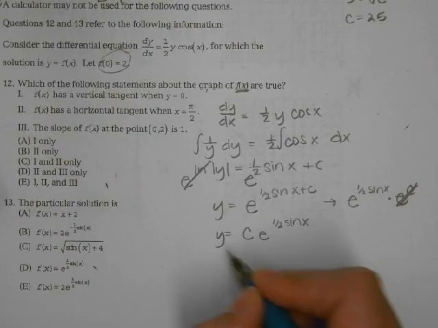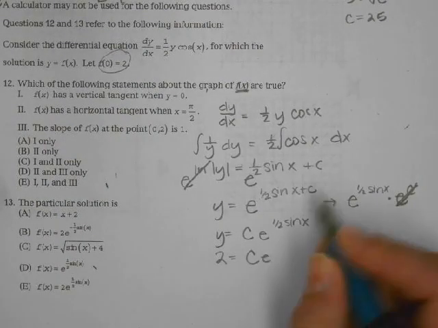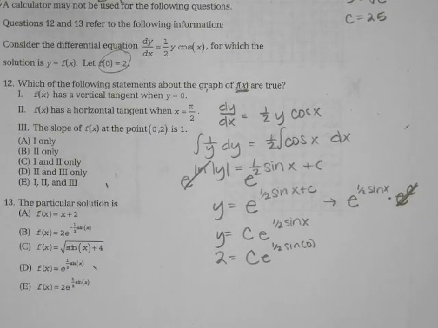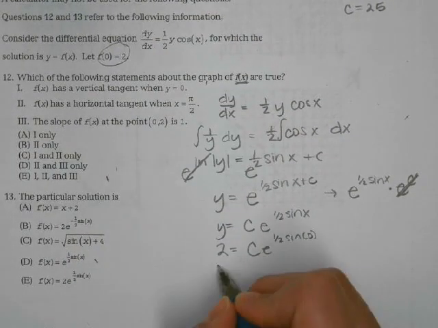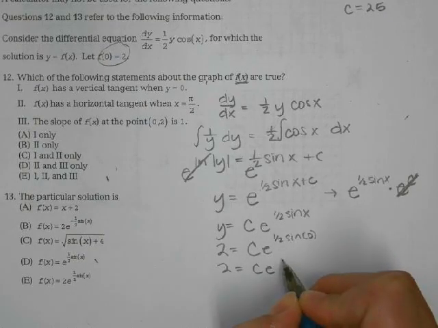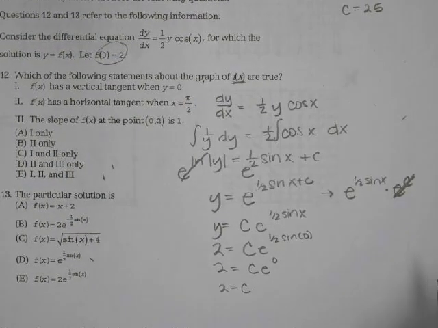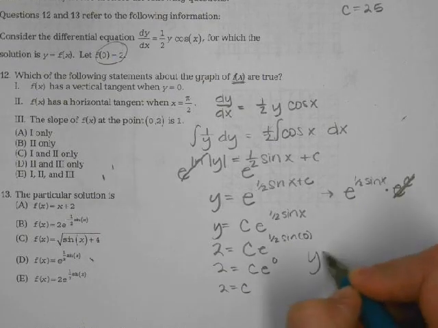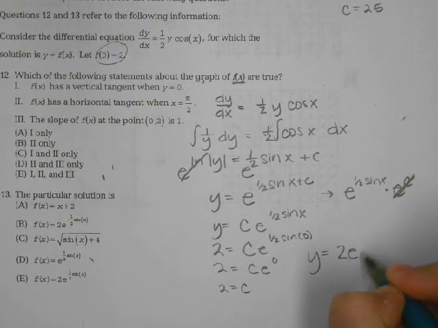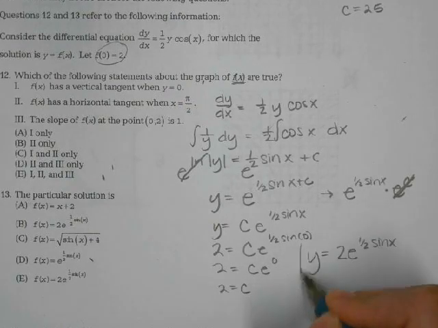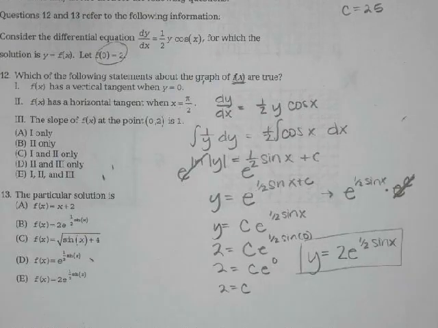So if you plug in 0, you get 2. Sine of 0 is 0. So this gives us 2 equals c e to the 0 power. And that's just 1. That means 2 equals c. So the equation that I'm dealing with here is y equals 2e to the 1/2 sine x. There's my equation right there. So now I can go ahead and use that to go back and answer some of these questions.